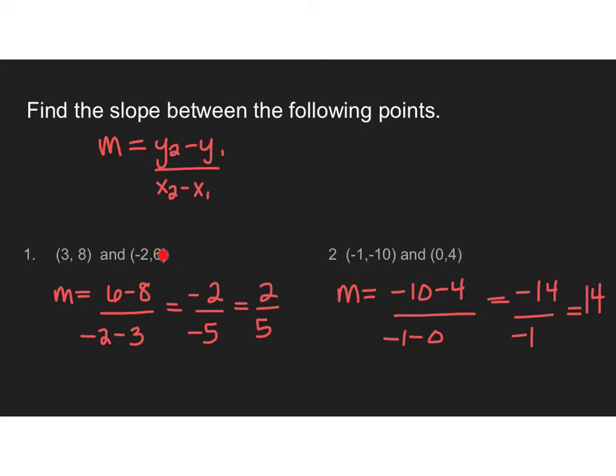For this one, I did 6 minus 8. Therefore, I need to make sure I do -2 minus 3. This one I did -10 minus 4 divided by -1 over 0. Again, it doesn't matter which order or what we decide is y1 and y2, as long as we're consistent with the way we subtract and that we keep those the same.